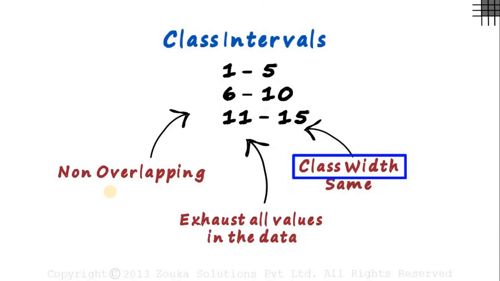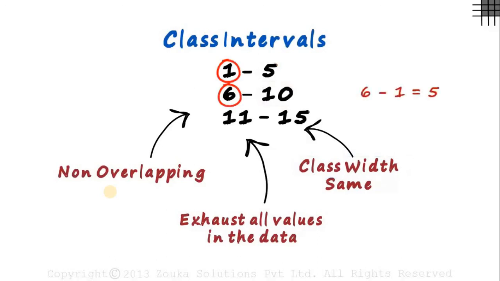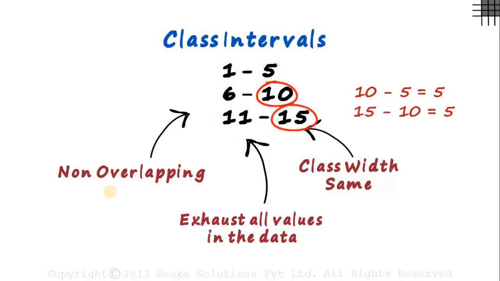The class width or the class size should be the same. Class width is the difference between the 2 lower limits or 2 upper limits of each class interval. So 6 minus 1 equals 5, 11 minus 6 equals 5, 10 minus 5 and 15 minus 10 should also be equal to 5.